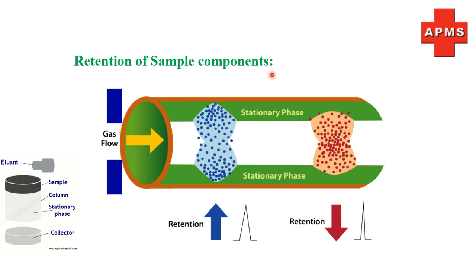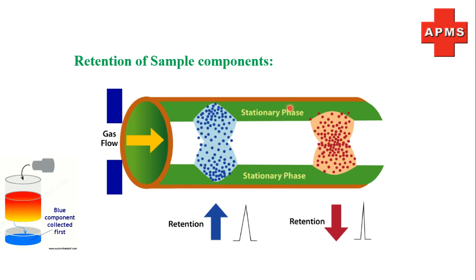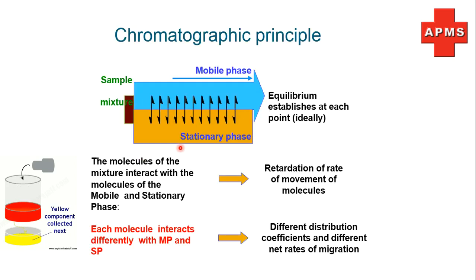So this is the very basic phenomenon which happens inside the column, where these sample molecules or components interact with the stationary phase according to their nature. Again this is shown by different graphics, where this yellow colored is the stationary phase, and this blue colored is the mobile phase. This mobile phase contains the sample.